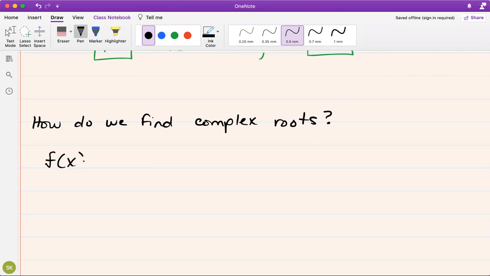So f of x is equal to x squared plus 1. Okay, if we wanted to find the roots of this function, we set it equal to 0. And you can see I'll move the 1 to the other side and I'll get x squared is equal to negative 1. So we're squaring a number and we're getting a negative.